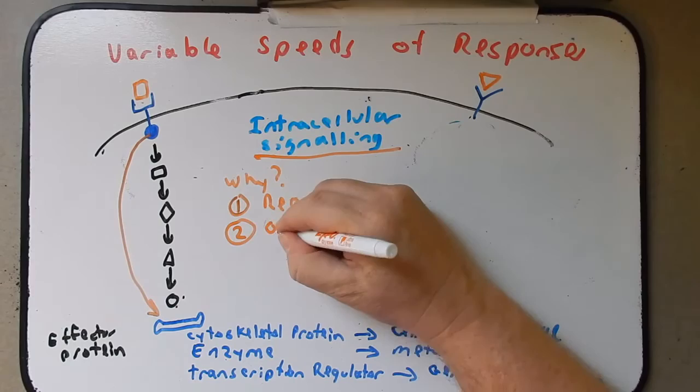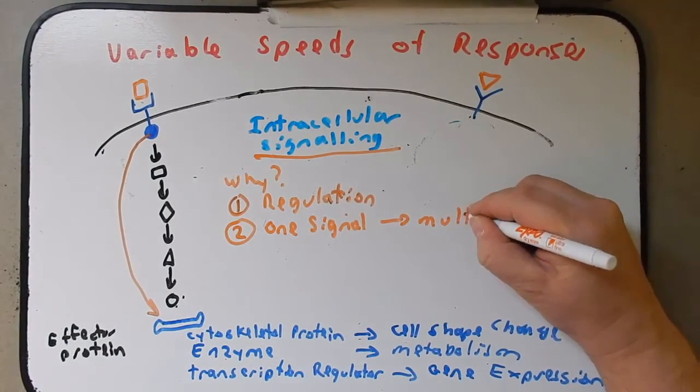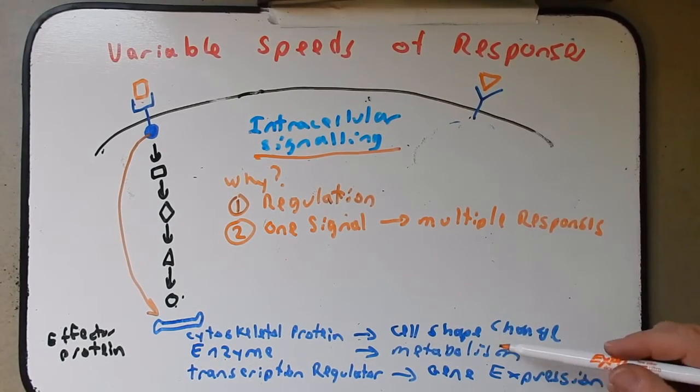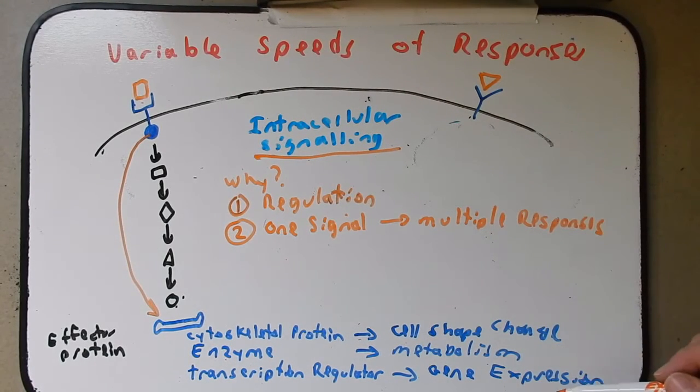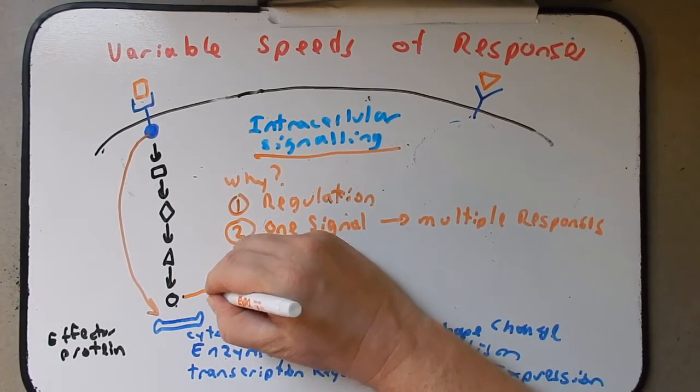You can also have one signal with multiple responses. So maybe there's a complex response that's needed, and we need to change the shape, we need to change metabolism, and we need to change gene expression. Maybe this molecule can affect all three.